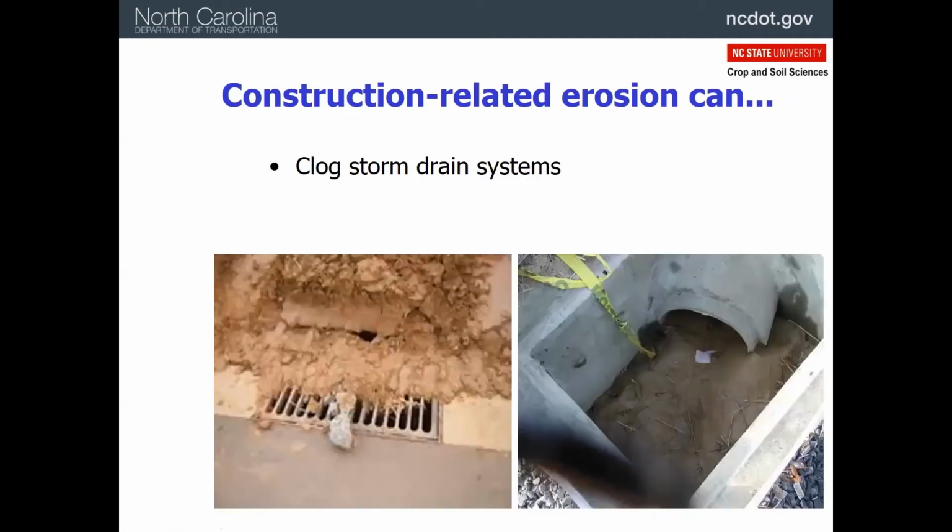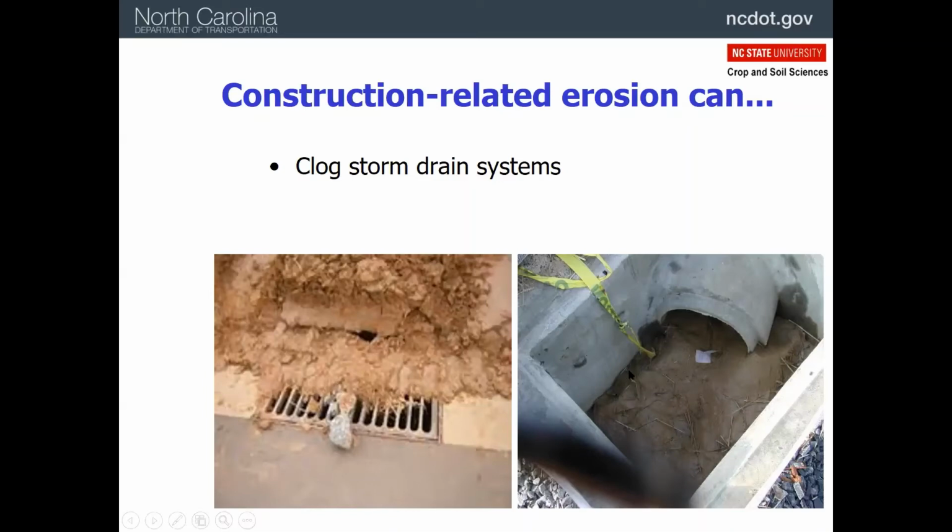We certainly don't want to ever see lots of sediment getting into storm drain systems. And as you'll see, we spend quite a bit of time talking about how to prevent this from happening. A couple of reasons, but for one thing is these storm drains tend to go straight to a creek. So if that mud's going into the storm drain, then it's going straight into a creek as well.